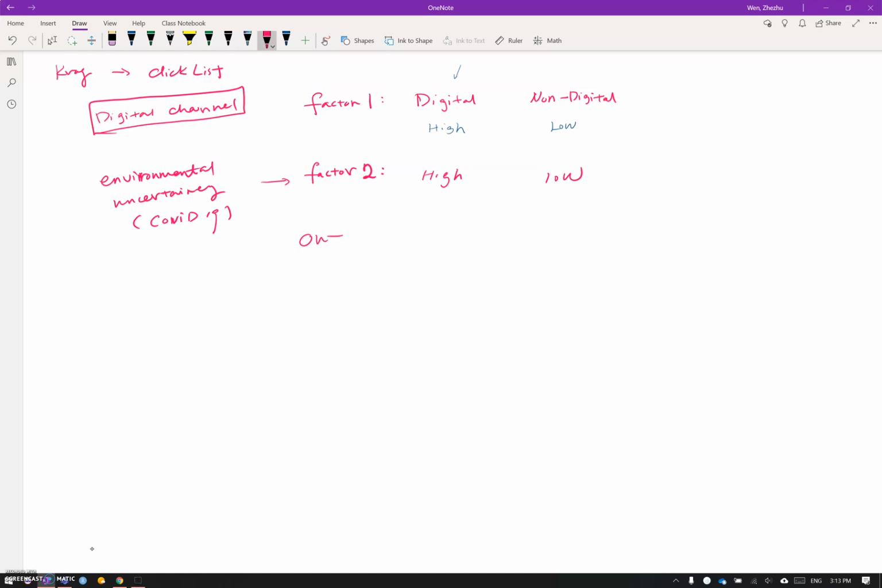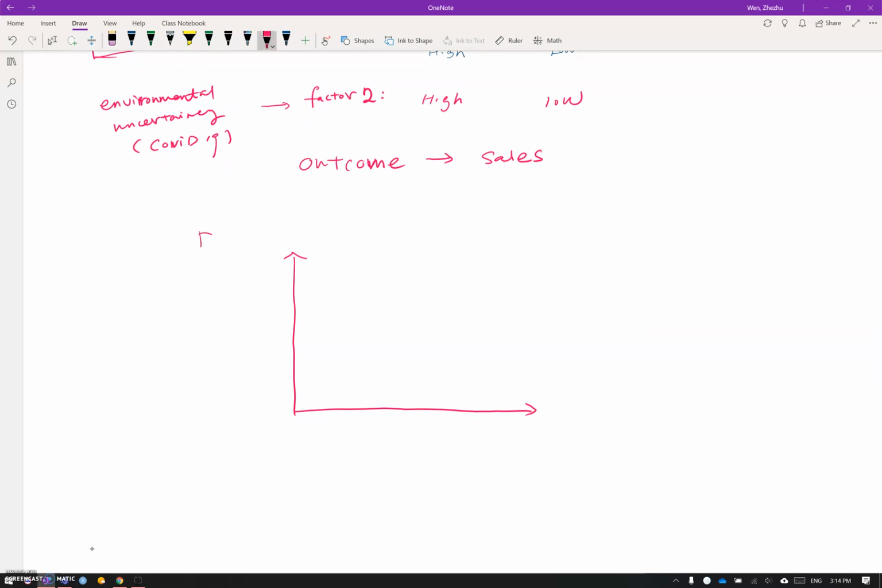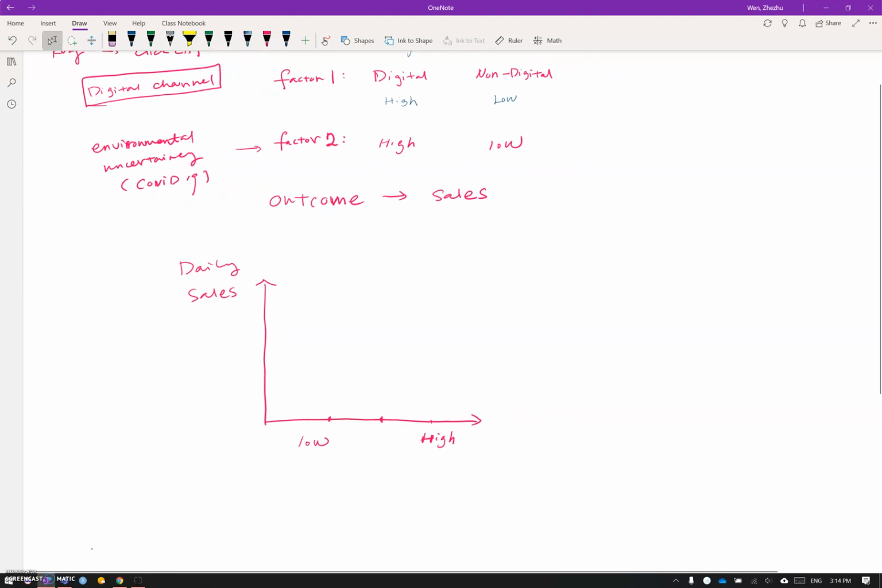Of course, the outcome here is that we'd like to measure the daily sales. So we've got the y-axis here, which is your daily sales, and you've got your x-axis. Let's consider the environmental uncertainty here first. You've got low environmental uncertainty, where planning works out well, and high environmental uncertainty. So let's consider the traditional, non-digital channel.